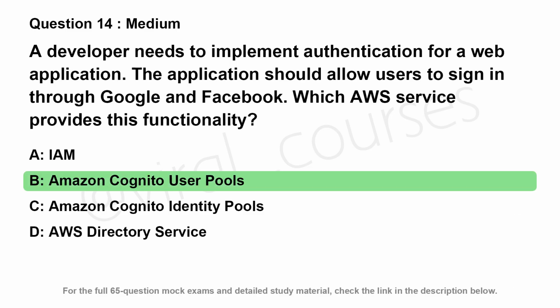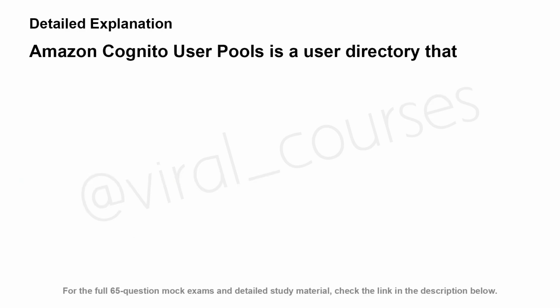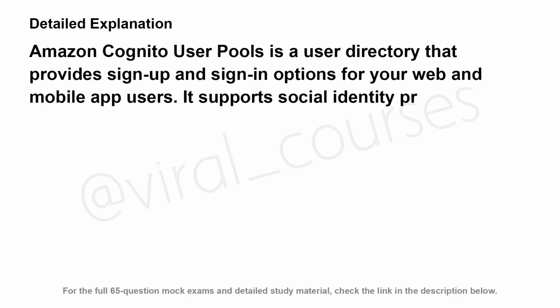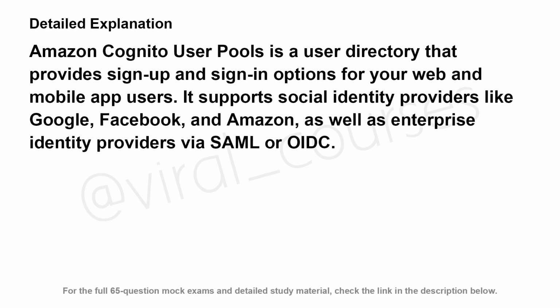The correct answer is B. Amazon Cognito User Pools is a user directory that provides sign-up and sign-in options for your web and mobile app users. It supports social identity providers like Google, Facebook, and Amazon, as well as enterprise identity providers via SAML or OIDC.